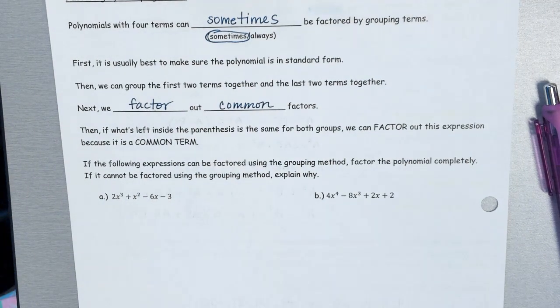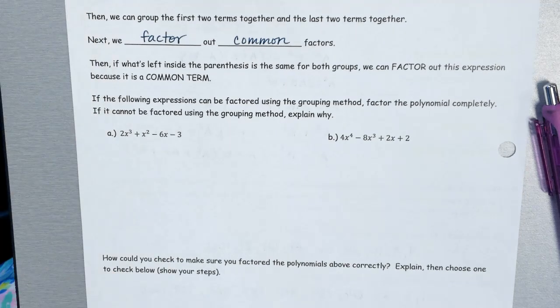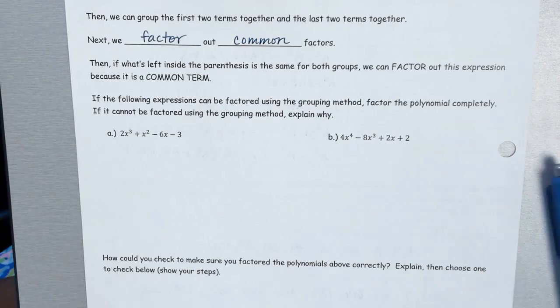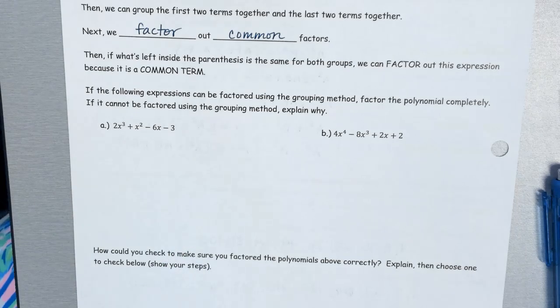Okay, and I know that doesn't sound the best, we factor out the common factors. When you are factoring something out, you are dividing it. Whatever is left inside of the parentheses is the same for both groups. You can factor out that expression because it is a common term. So if you have the same in each parenthesis, then you are factoring that out again. We're going to do some examples with that, and then if it can't be factored using the grouping method, we're going to explain why.